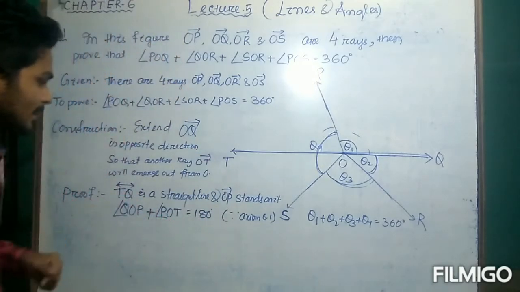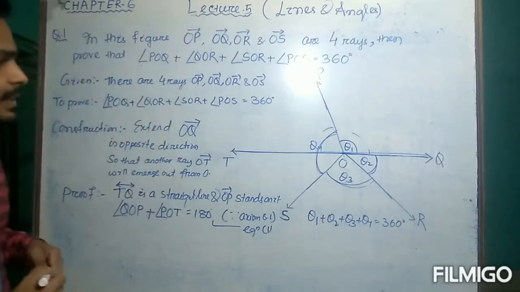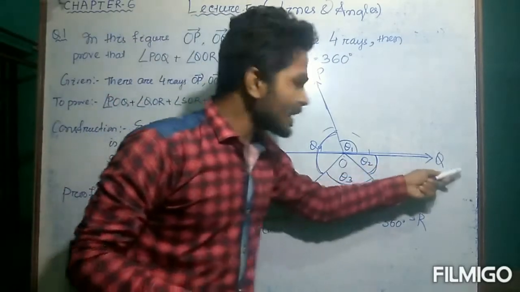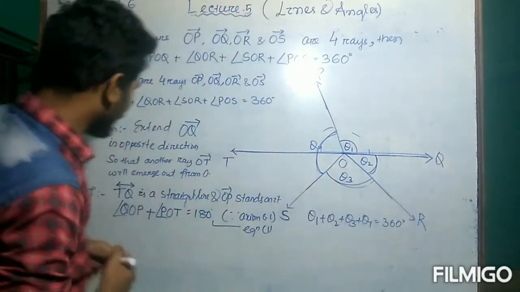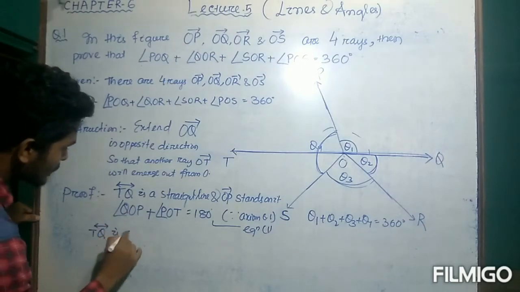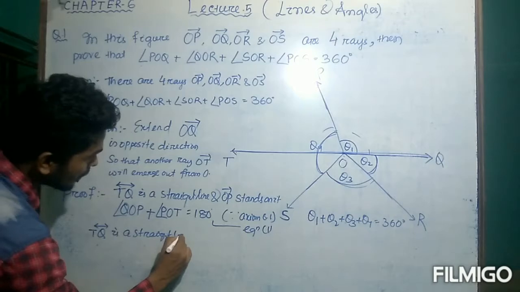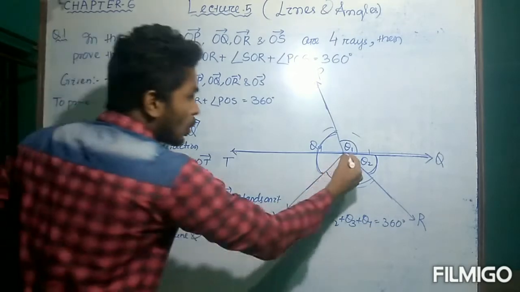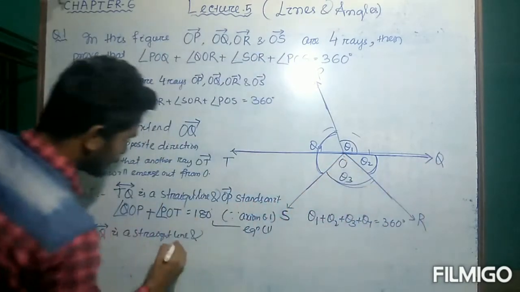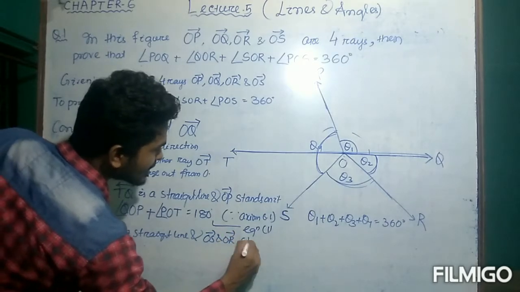Okay? Next, suppose this is our equation 1. Next, this TQ is also a straight line. Okay? So TQ is a straight line and the OS and OR rays stand on it.